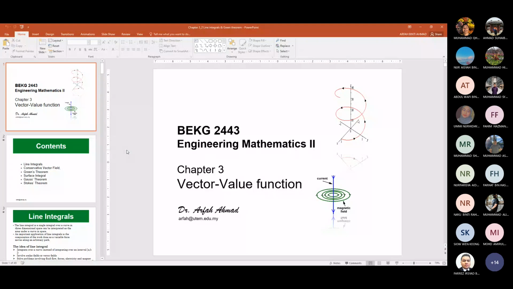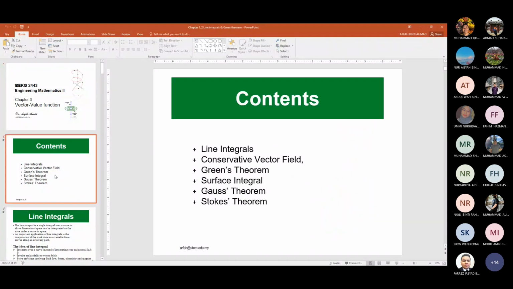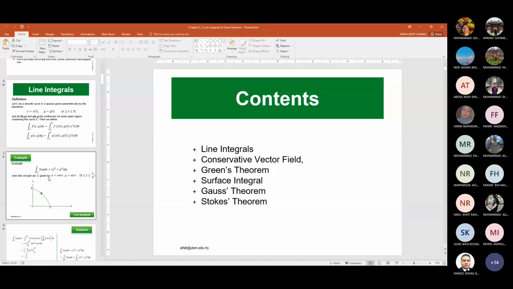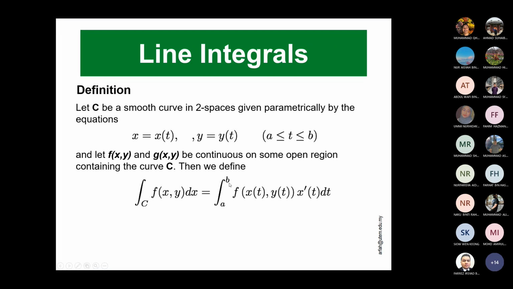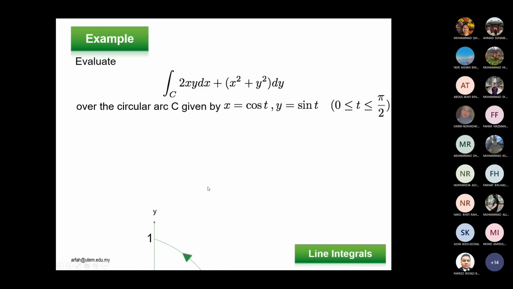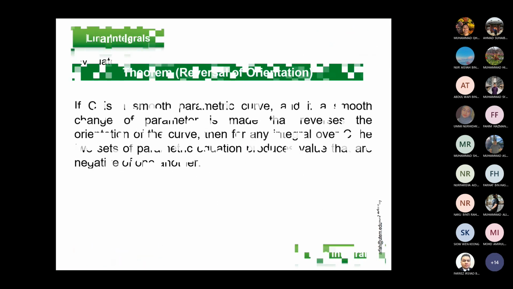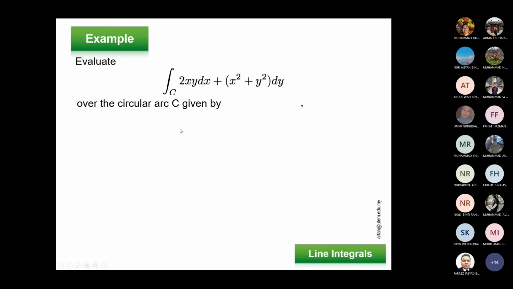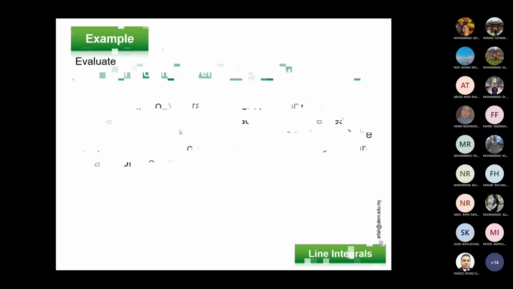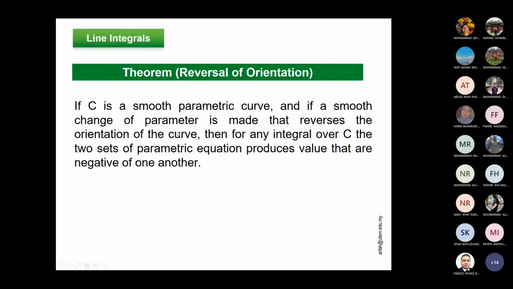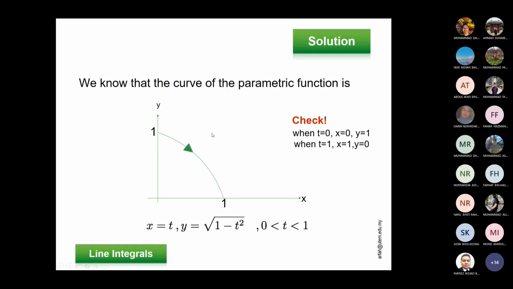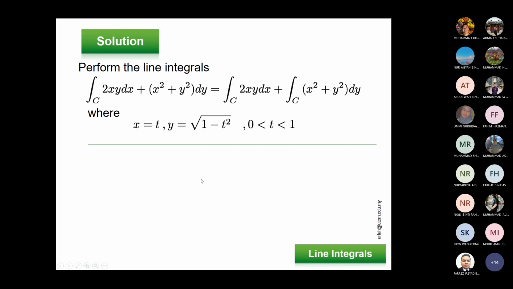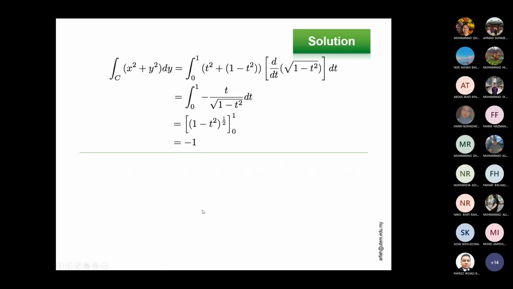In the second part of chapter 3, we have taken a look into the line integral and also the Green's theorem. So this is about the line integral, how you are going to find the integration over the curve C for the given function. You see the direction, whether it is going to be counterclockwise or clockwise. If the curve of the parametric function follows the clockwise rotation, then the answer will be negative.